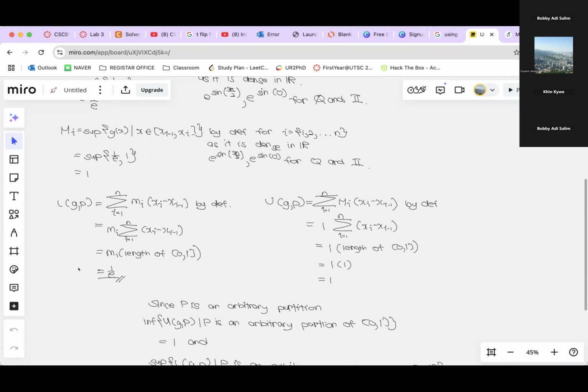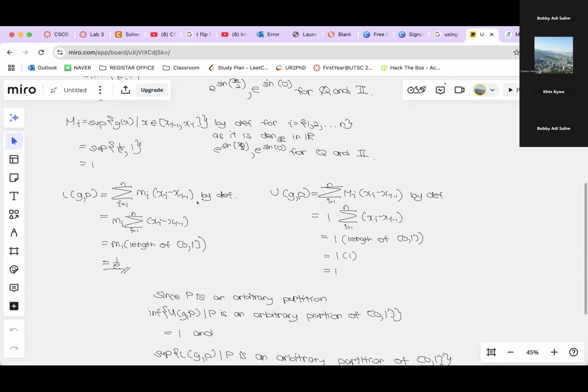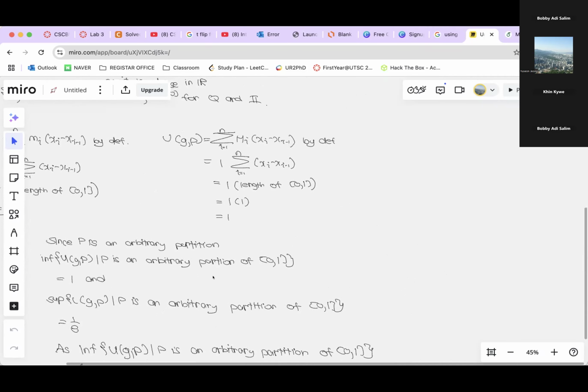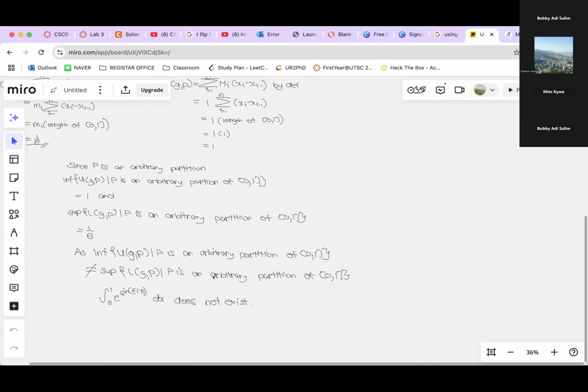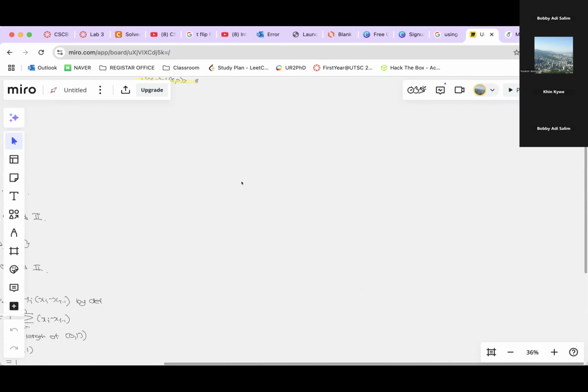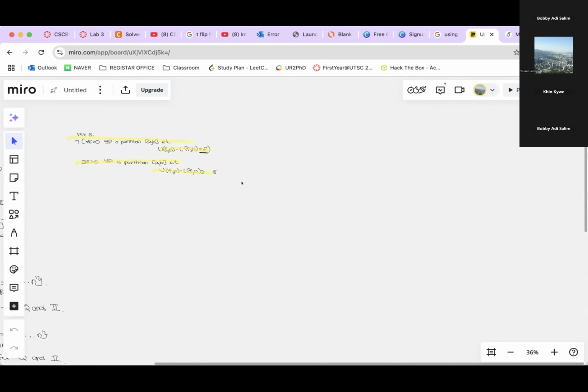And then the lower sum L of g and P, we get by definition. So we got the small m_i, and we got the length of 0 and 1, similarly over here. So by the Darboux definition, since the infimum and supremum do not match, it means that... Oh, okay, sure. Yeah, I'll be continuing it. Thank you. If you have any questions, you can just message me directly, but let me just continue because it seems like I'm running out of time.